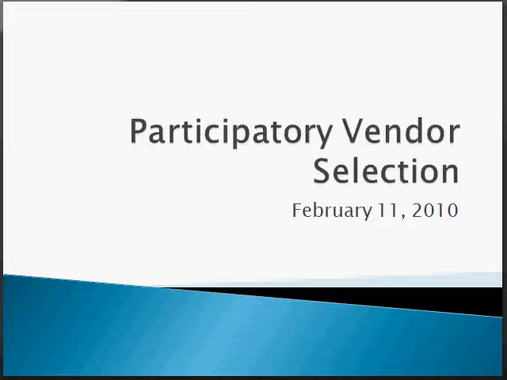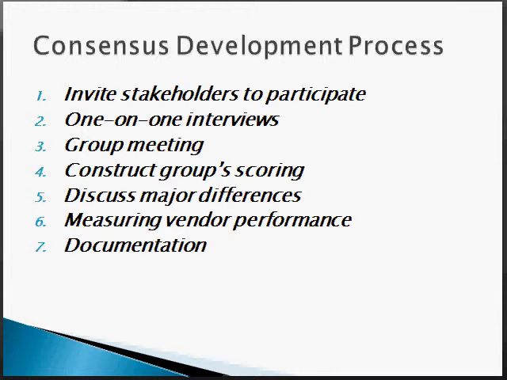There are 7 steps in this process. First, relevant stakeholders are identified and invited to participate. Second, each stakeholder is interviewed and a model of their preferences is constructed. Third, the group is invited to meet and revise a consensus model developed from the individual interviews.